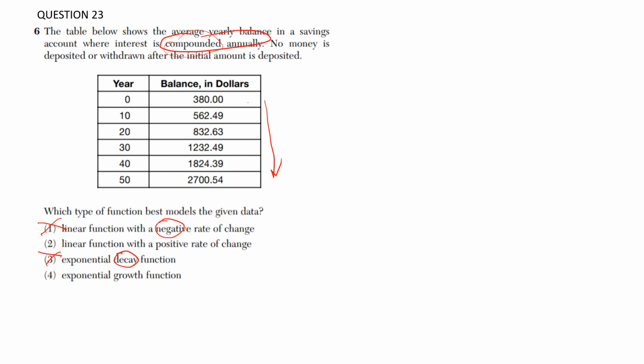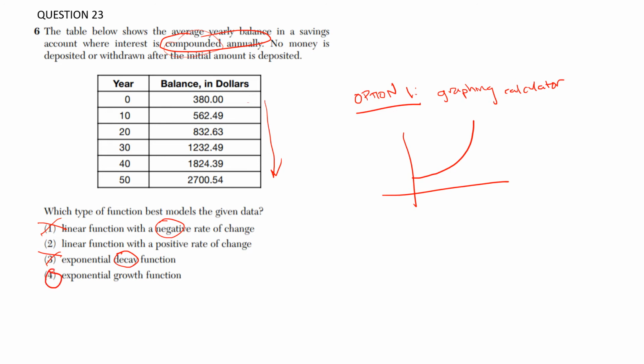Now you have a couple options to go about doing this. Option 1, you will have a graphing calculator available to you at the exam. So if you put these numbers in the graphing calculator, you will see something that looks like this, not exactly, not to scale. That is pretty clearly not a linear function, so that'll lead us to choice number 4.